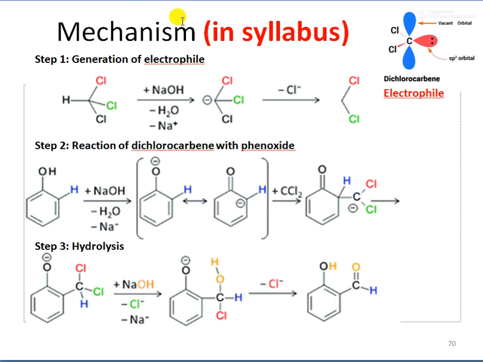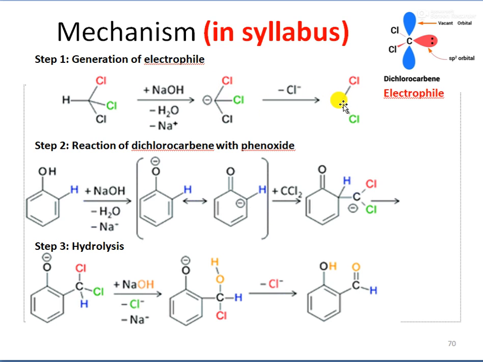Now let us see the mechanism of the Reimer-Tiemann reaction. This is very important. The first step is the generation of the electrophile. CHCl3 first reacts with sodium hydroxide. This is the OH minus over here, and it will abstract the proton, and this is the resulting structure. There is a negative charge at the carbon. This structure is not stable, so a chloride anion will leave immediately, minus Cl minus here.